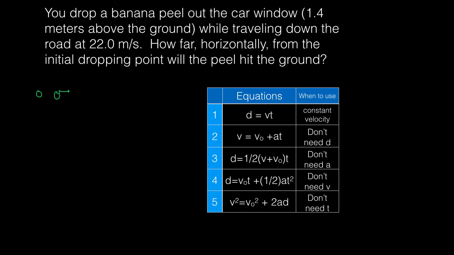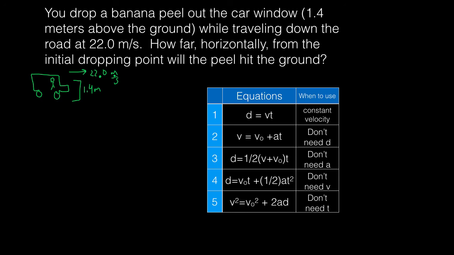Okay, here's our car, and we're dropping a banana peel out the car window that is 1.4 meters above the ground. So this distance from where you drop it to the ground is 1.4 meters. We also know that the car is going 22.0 meters per second down the road, so that's its horizontal velocity.